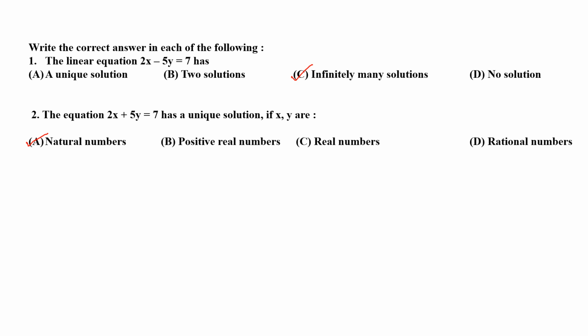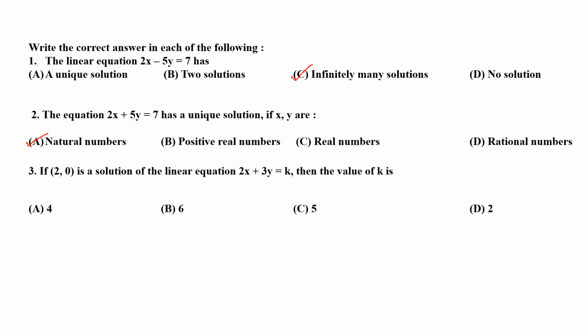Third question, if 2, 0 is the solution of the linear equation this, then the value of k is. Now when it says this is a solution or the line passes through this point or this point lies on this equation, for all the cases, the coordinate whatever it is given will satisfy the given equation. Okay, now if it will satisfy means the x coordinate you have to put as 2 and y coordinate you have to put as 0 in the given equation and you have to get the value of k.